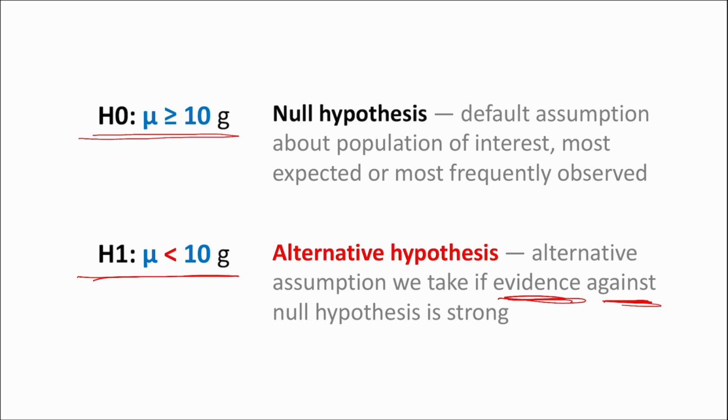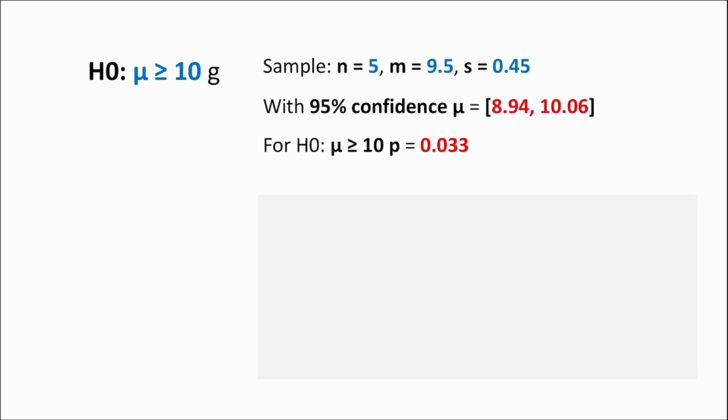So that's what we will use p-value for. We will assess how big the p-value is. Is this chance big enough to support the null hypothesis? Or is it too small for the null hypothesis to be true, and therefore we should consider the alternative hypothesis instead? Let's talk about this a little.